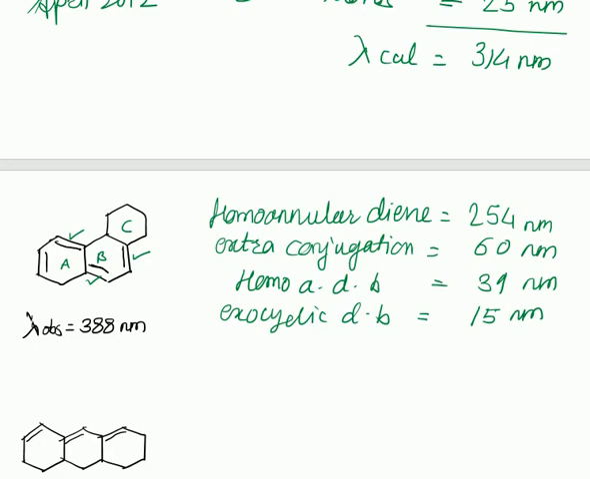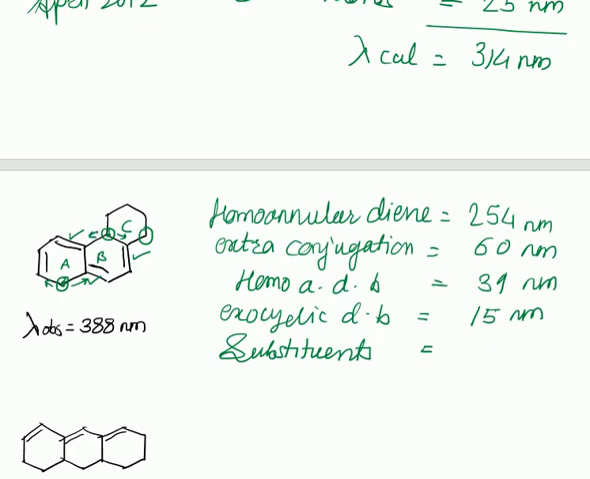After making the total, we get 393 nanometer value. Lambda calculated is equal to 393 nanometer value, and it differs only by 5 nanometer from the lambda observed, and it is allowed. This example was asked in the October 2011 Savitribai Phule Pune University examination. Next example is this one.